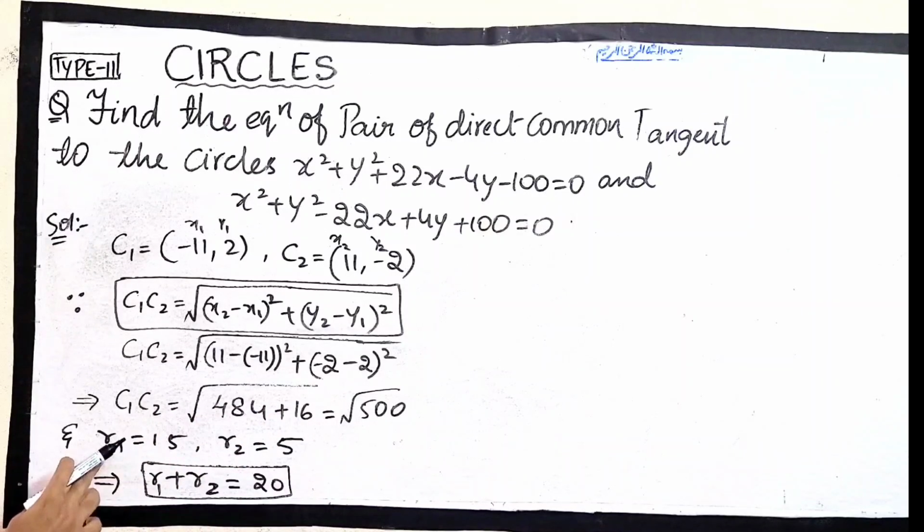And the last step here is R1 is equal to 15, which we have already got from the radius, right? And R2 is the radius of the second circle, which we got as 5. Now just sum it up. R1 plus R2 is 20.